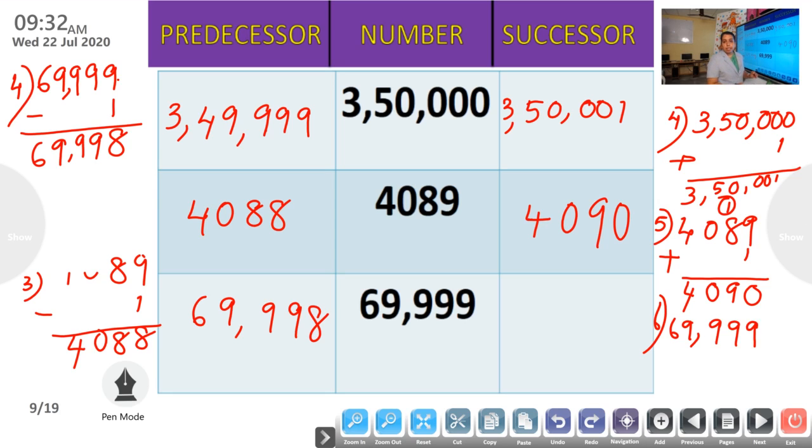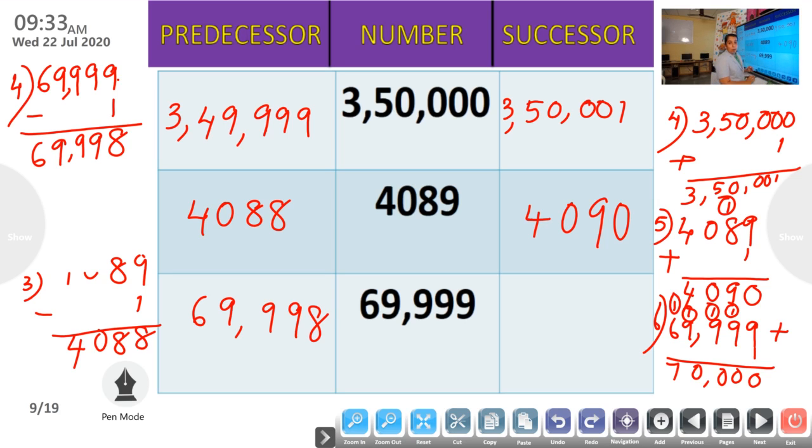69,999. How do you find out the successor? You have to add 1 to the given number. So your number is 69,999. Isn't it? So 9 plus 1. Yes, you are getting 10. So carry over 1 here. 9 plus 1. Again you are getting 10. So carry over is 1. 9 plus 1 is 10. Yes. Again you are getting carry over there. Then 9 plus 1, 10. So carry over is 1. You have to add 1 and 6. Then 7. Is it clear?